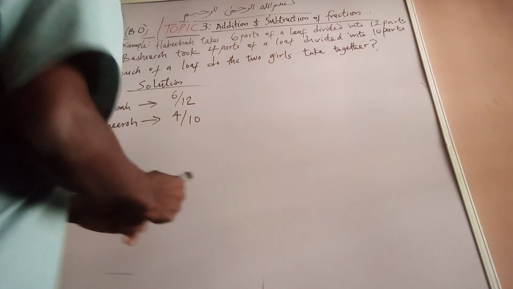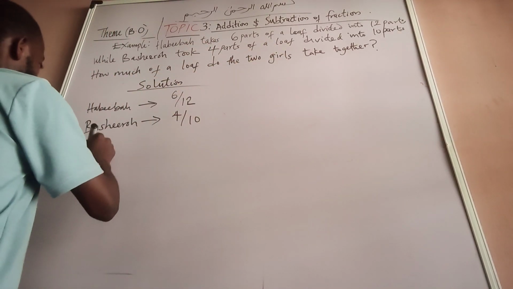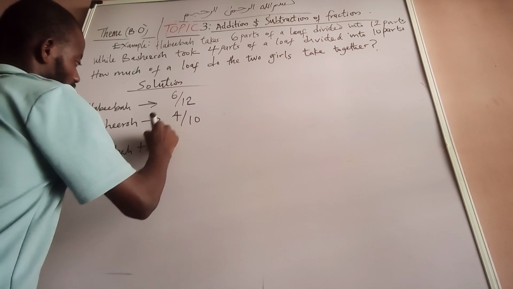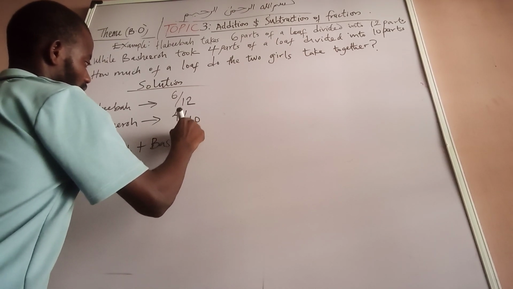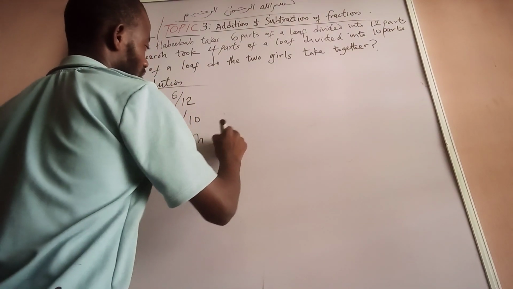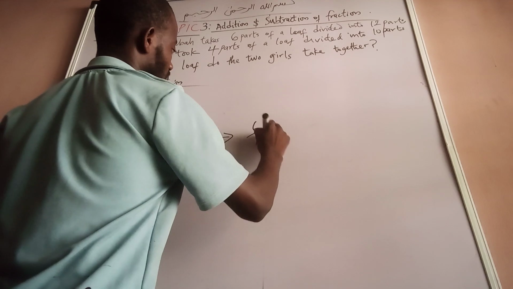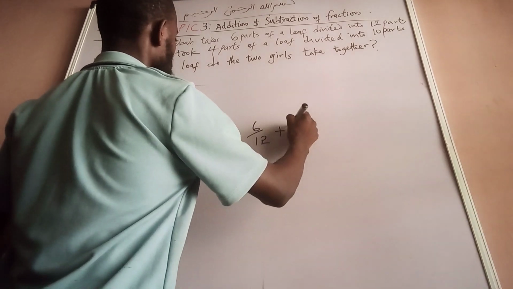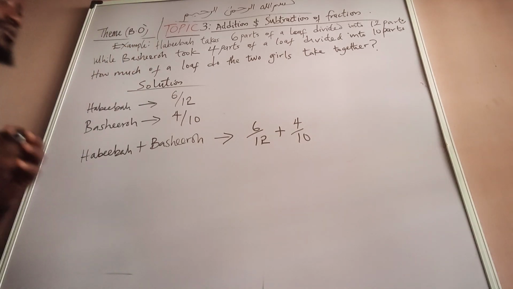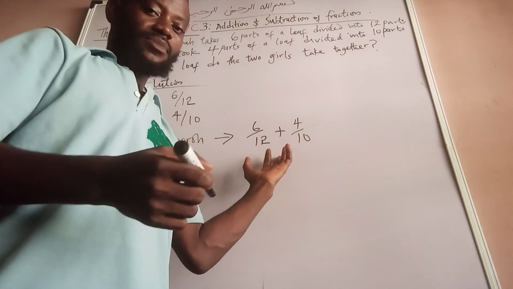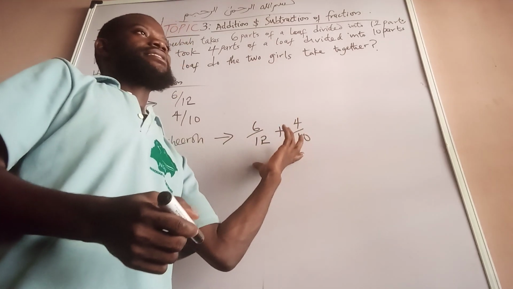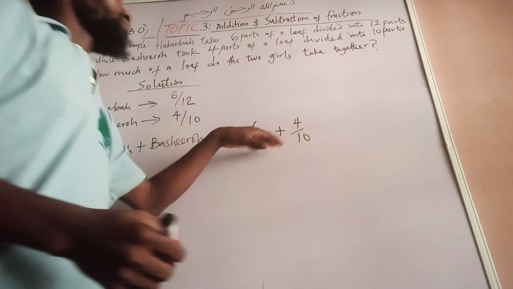Now, the two girls, Habiba plus Bashiro. The two of them will be 6 over 12 plus 4 over 10. Now, the denominators are not the same. So what we have to do here is find the LCM of 12 and 10.